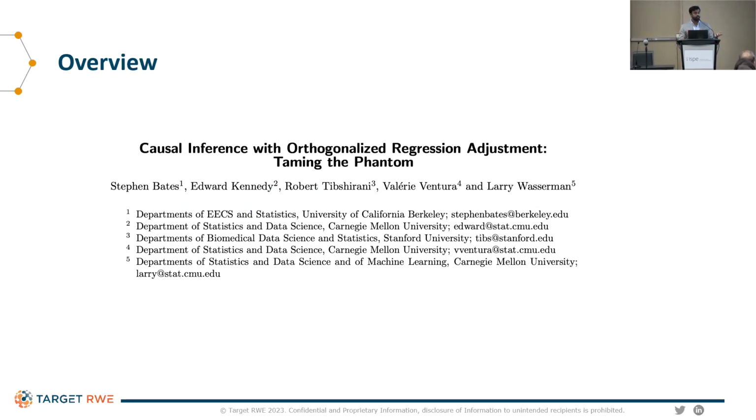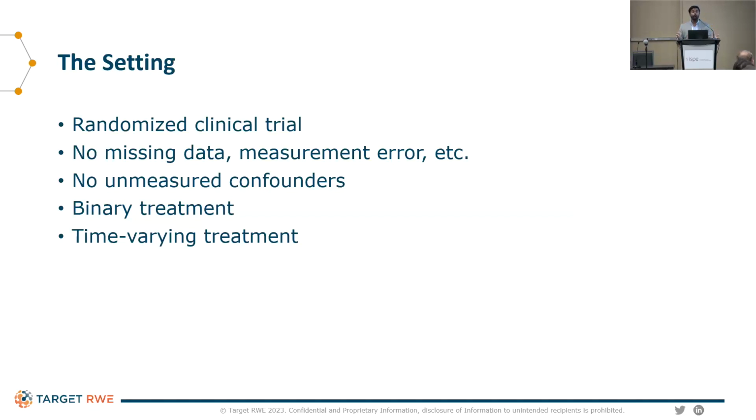So the structure of this talk will be, first I'll introduce why causal inference when there's time-varying confounding is challenging. Then I'll review some of the existing methods. I'll walk through a brief case study of how to use orthogonalized regression. I'll wrap up with some simulation studies.